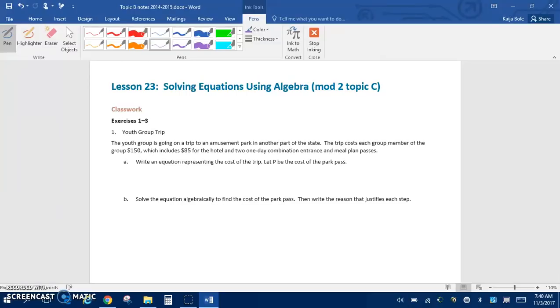Alright, so here we are on lesson 23, more solving equations using algebra. So we've got a few more examples with word problems that we need to write equations for. So number 1 says the youth group is going on a trip to an amusement park in another part of the state. The trip costs each group member $150, which includes $85 for the hotel and 2 one-day combination entrance and meal plan passes.